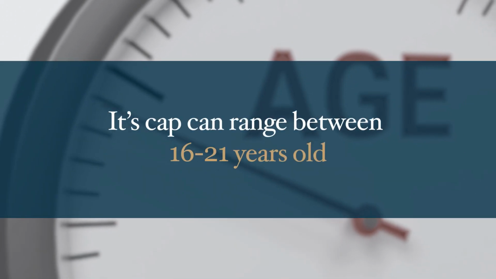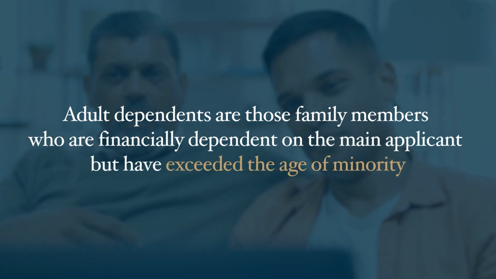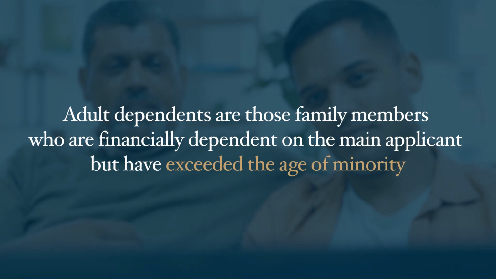Each citizenship or residency by investment program defines the age of minority, and its cap can range between 16 to 21 years old. Adult dependents are those family members who are financially dependent on the main applicant but have exceeded the age of minority. There are two main differences between adult and minor dependents, and these are due diligence requirements and proving dependency.